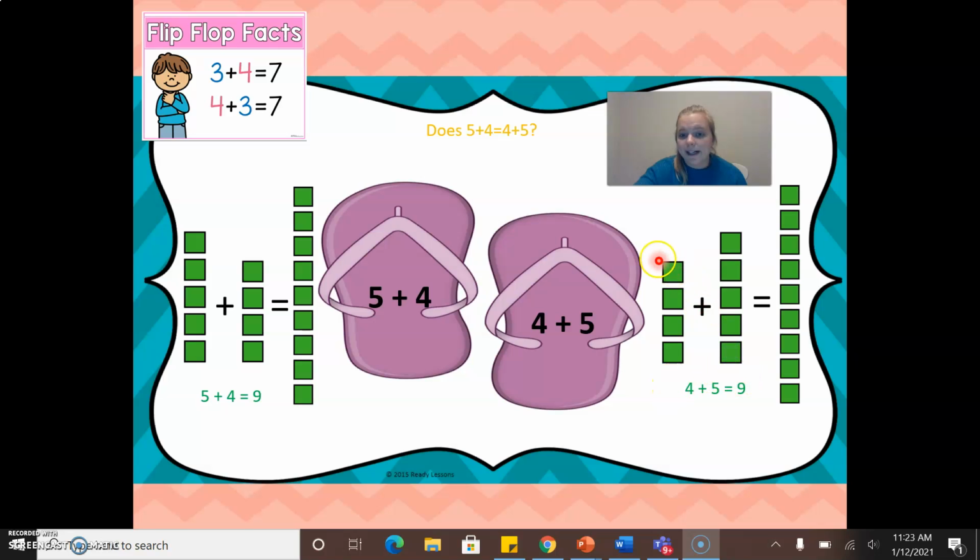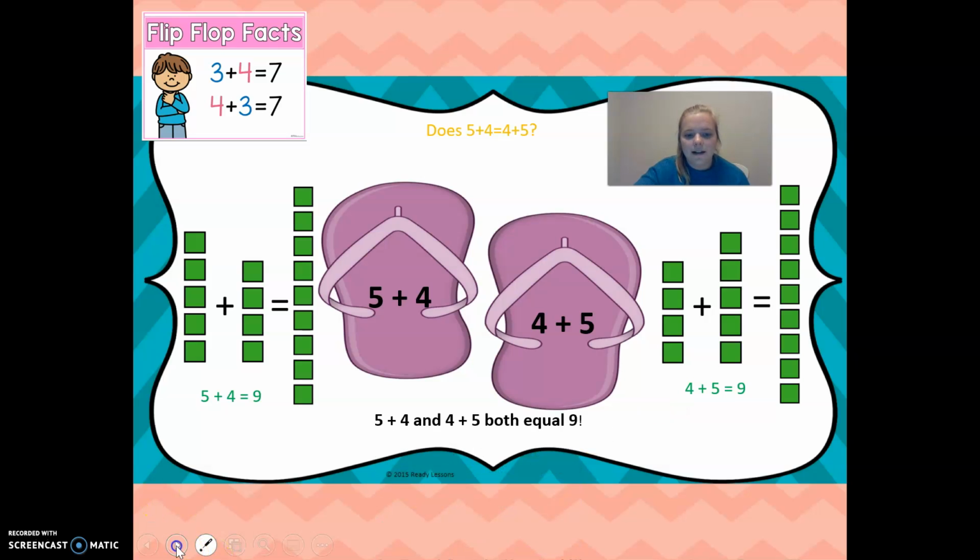This is 4 plus 5. 1, 2, 3, 4, 5, 6, 7, 8, 9. And then they have 9 right here. That's what it equals. It equals 9. So 5 plus 4 equals 9, and 4 plus 5 equals 9. Are those two problems equal? Yes. So I know that 5 plus 4 and 4 plus 5 both equal 9. We just flip-flopped the numbers. So I have 5 plus 4 over here, and 4 plus 5 over here. You can do that with addition. That doesn't work the same with subtraction though, so this is something that you can only do when you're adding.